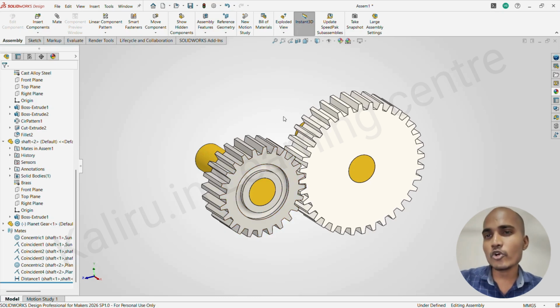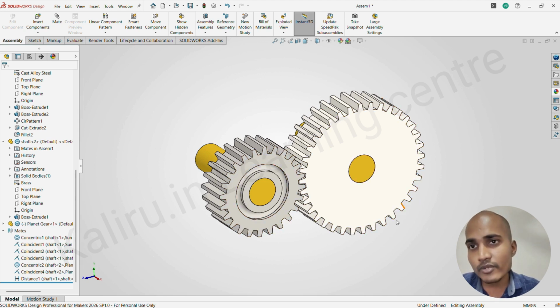Now we are going to learn about gear ratio. What is the actual formula for gear ratio? Driven gear by driving gear. Here the shaft is the power input. The small gear is the driving gear. The large gear is the driven gear.